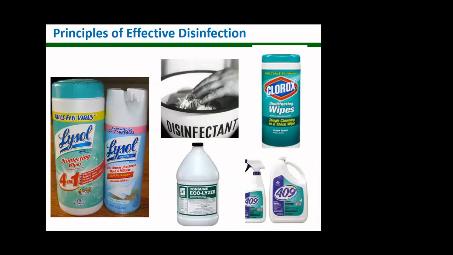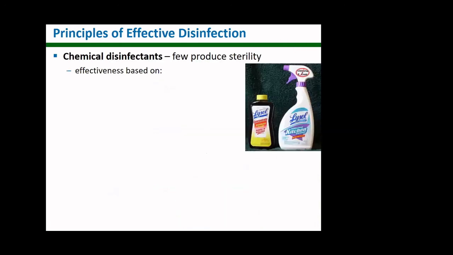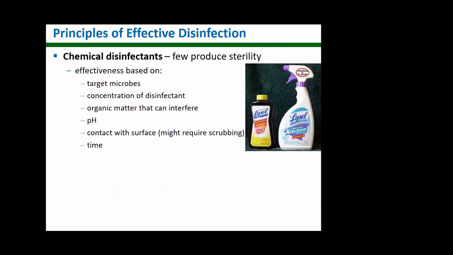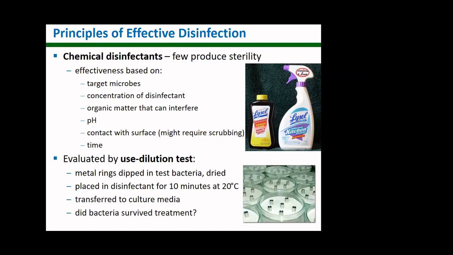Right, so that's sterilization. Let's talk about disinfection. Okay, this is very relevant to our everyday lives. To achieve disinfection, for the most part, you're going to use chemicals. Okay, you're not going to get sterility for the most part. Your effectiveness, again, is going to be based on the microbes you're trying to kill, the concentration of the disinfectant that you're using, the presence of organic matter, the pH, contact with the surface, and contact time.